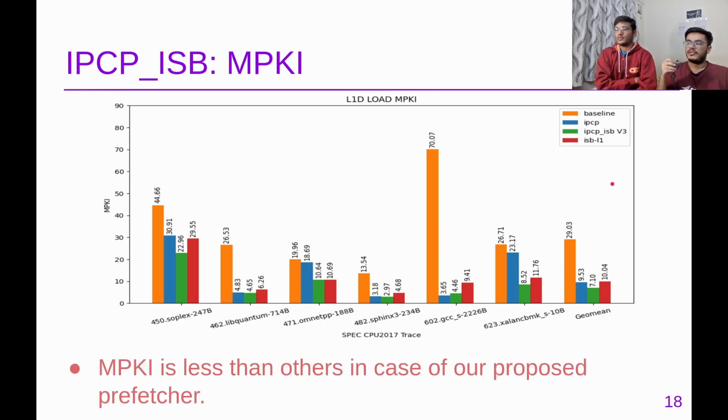Similarly, MPKI numbers are also as expected. Our combined prefetcher has the lowest among the baseline, the IPCP and the ISB prefetcher.